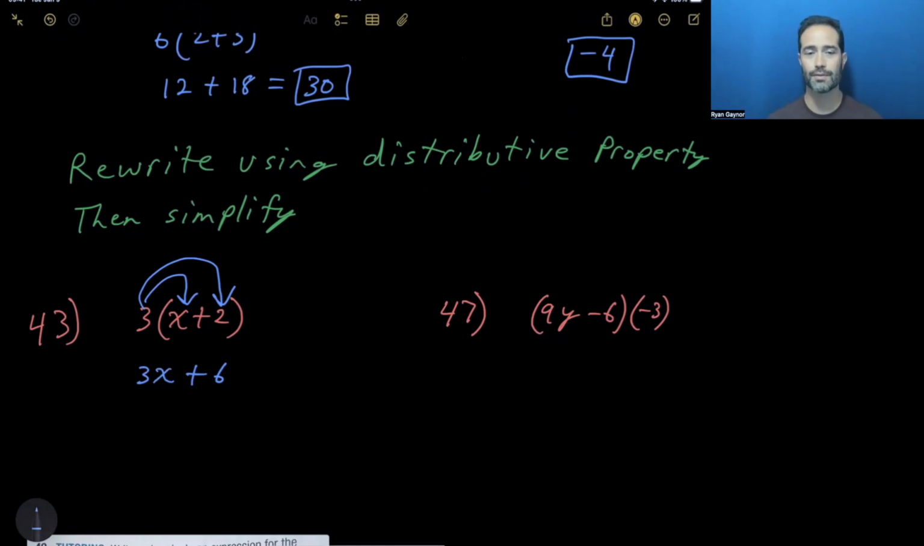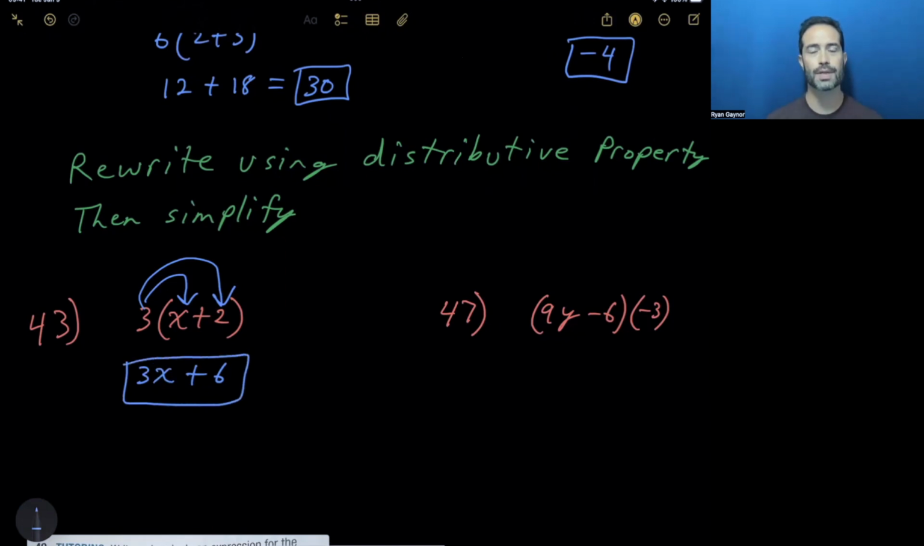Why can't we simplify it any further? Because we have 3x, and then we have positive 6. X and 6 don't go together, right? They're not like terms. I can only do x's plus x's, or numbers plus numbers, but I can't do an x plus a number. I can only multiply an x by a number. So since they are not like terms, this is our final answer.